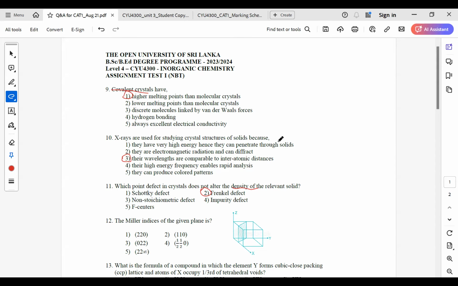Someone is asking whether it's okay to explain in Sinhala. Yeah, it's fine.